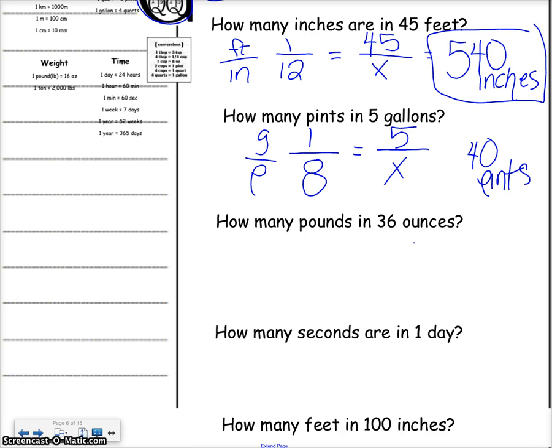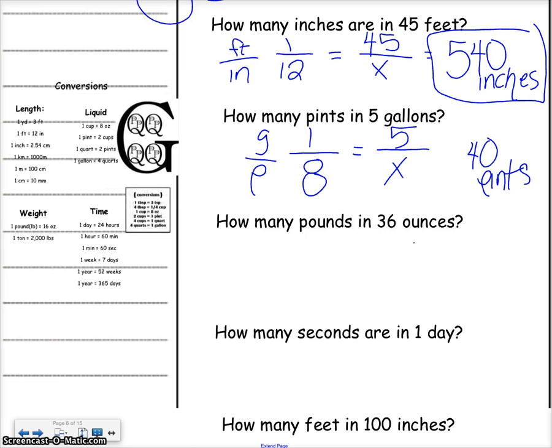Okay, how many pounds in 36 ounces? Bring in my little chart down here. Pounds to ounces, where do we have it? 1 pound is 16 ounces. That's my scale factor. So I have 1 is to 16, and I have pound is to ounce. Feel free to write that down so you remember which one goes on top or bottom. And where does that 36 go? Goes on the bottom, because that's where my ounces is. And I get 36 divided by 16, applying the cross product, 2.25 pounds.